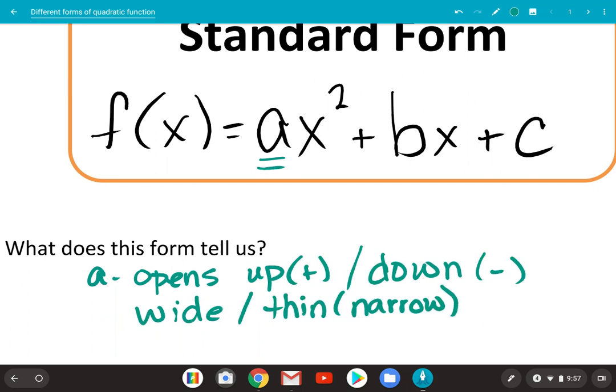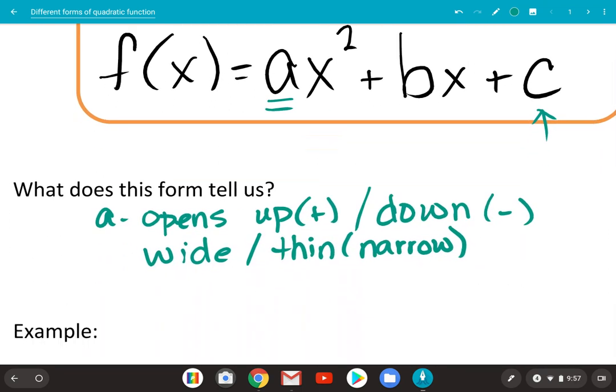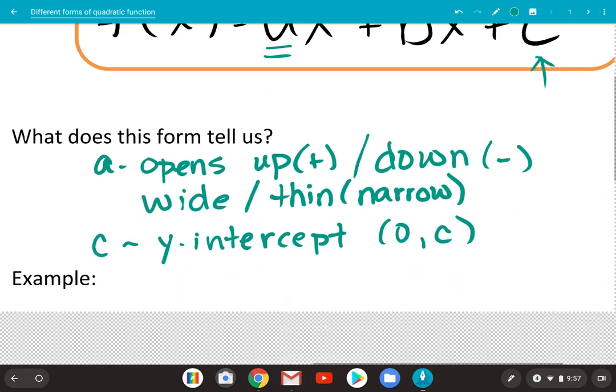But the C is the big one on this one. Besides the A, the C is going to tell us something very specific. The C is going to tell us our y-intercept. So if you remember, where does it cross the y-axis? That's it, C.